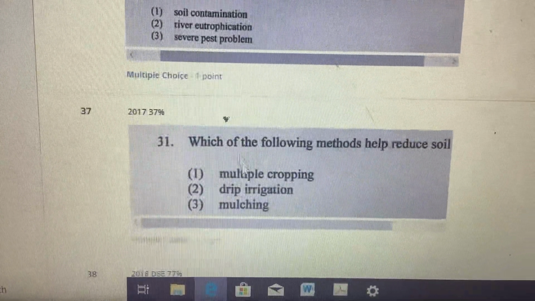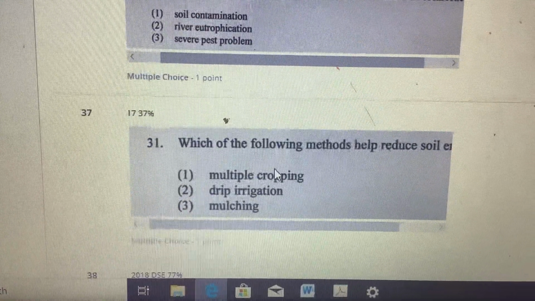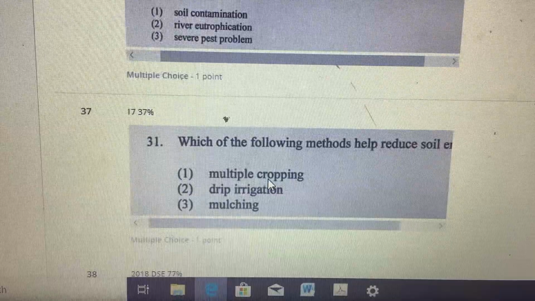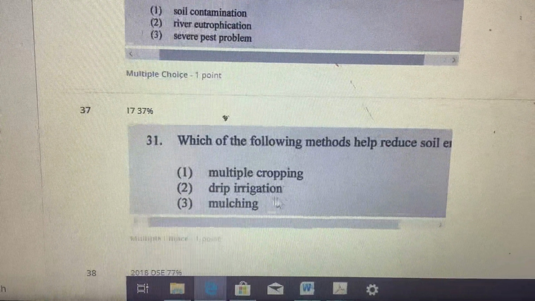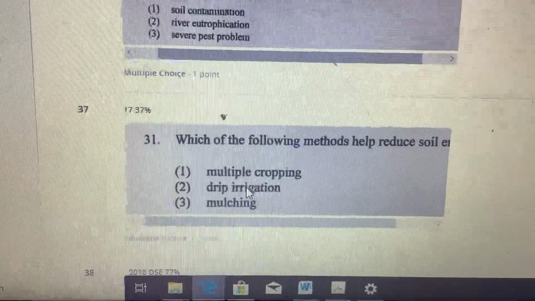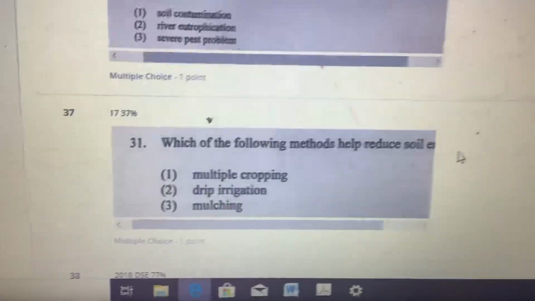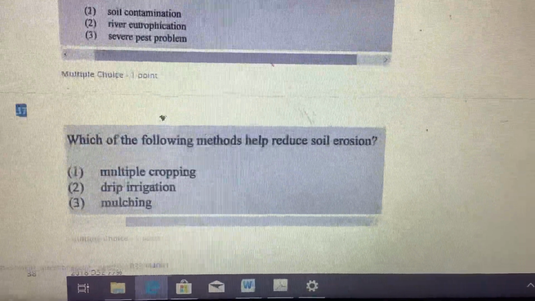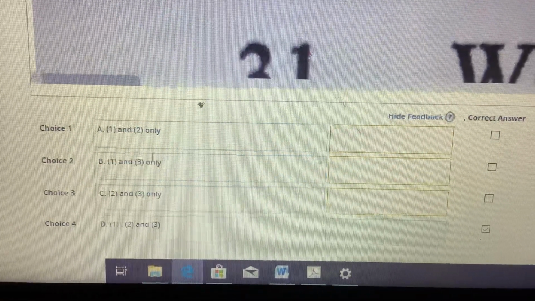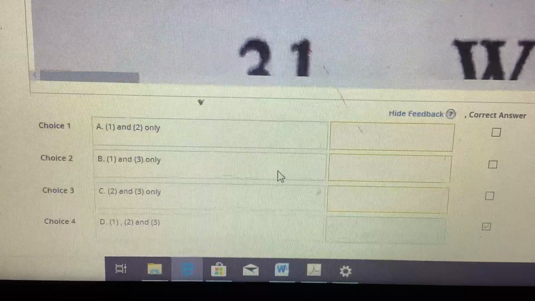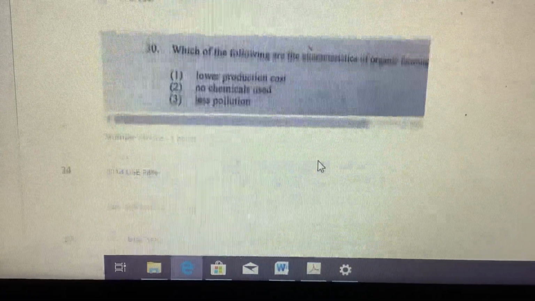Next one. Which of the following methods can help to reduce soil erosion? Multiple cropping, right or wrong? Right, because we can hold the soil better. Drip irrigation, we can reduce the water to the soil. Mulching, what is mulching? Cover the soil with something, no matter whether it's a plastic film or the straw of the plant. So it is number 1 and number 2 and number 3. Number 2 is also correct, because drip irrigation to a certain extent can reduce the water put into the soil, and then it can reduce the soil being washed away. So drip irrigation is also okay.